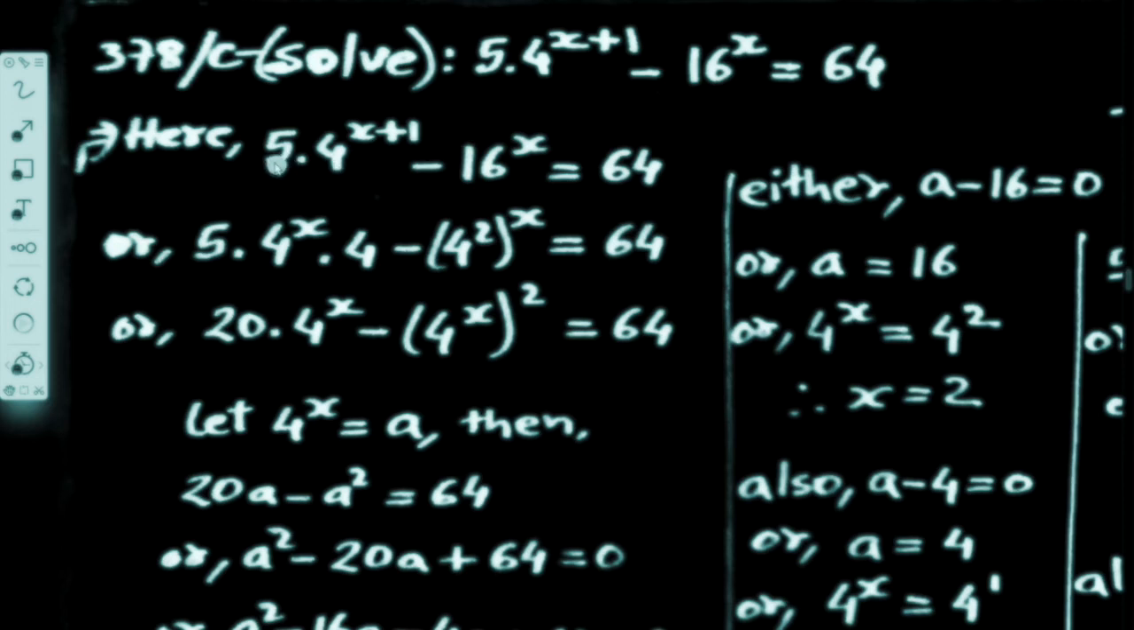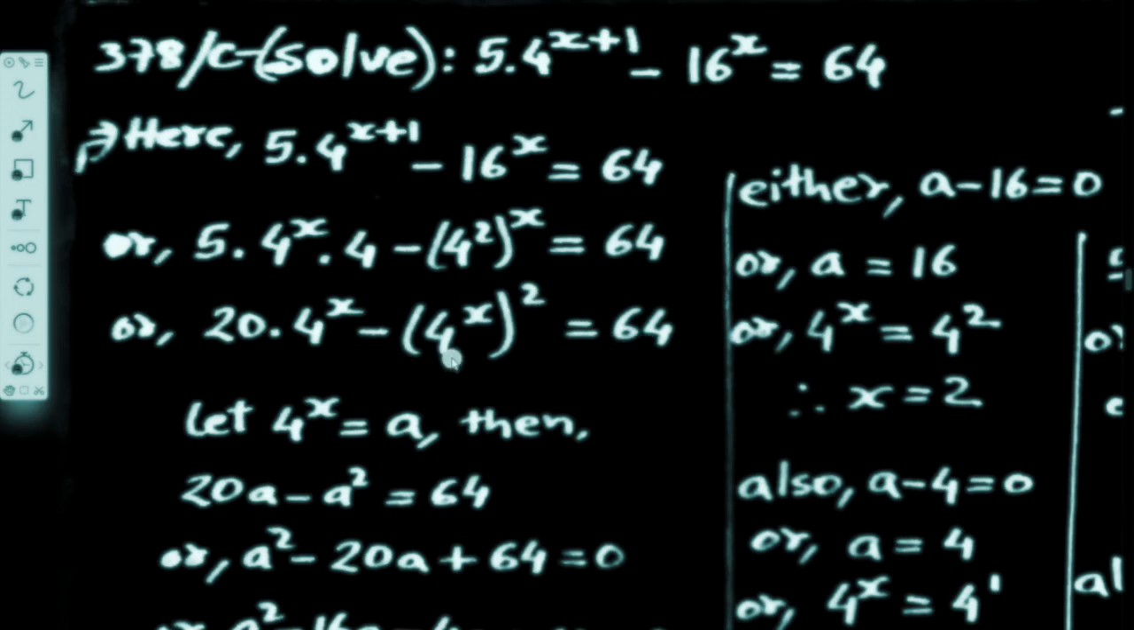Now let's see here, 5 into 4 power x plus 1 as given in the equation, minus 16 power x, this is also as usual equals 64, or 5 into 4 power x into 4, here the power should be separated, it means multiplication should be placed here. 5 into 4 power x, this first one, and next one means into 4. Minus 16 means 4 square power x equals 64. Here 5 into 4 is 20, or here 20 into 4 power x minus 4, now the power is replaced, now 4 power x all square equals 64.